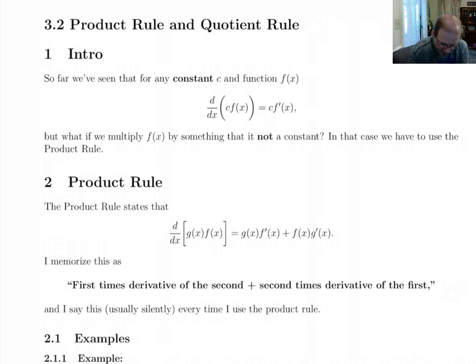So far we've seen that if you have a constant times f of x, then you can take the derivative by just keeping the constant out front and taking the derivative of f to get c times f prime of x. But that doesn't work if what you're multiplying by is not a constant. So what happens if we multiply f of x by something that's not a constant? In that case, we have to use the product rule. So here's the product rule.